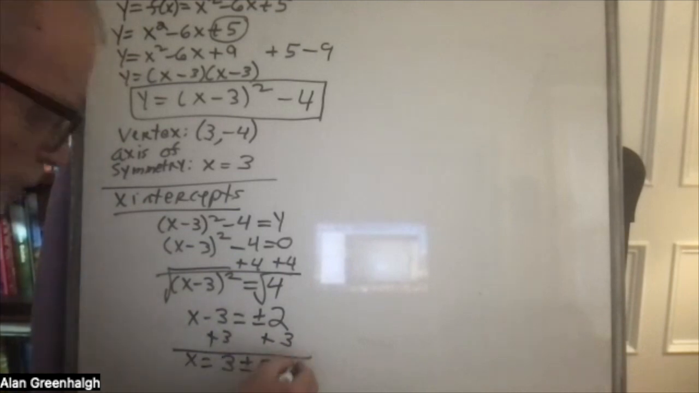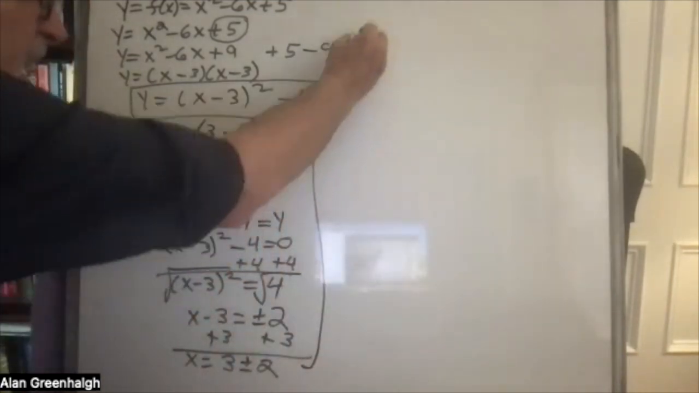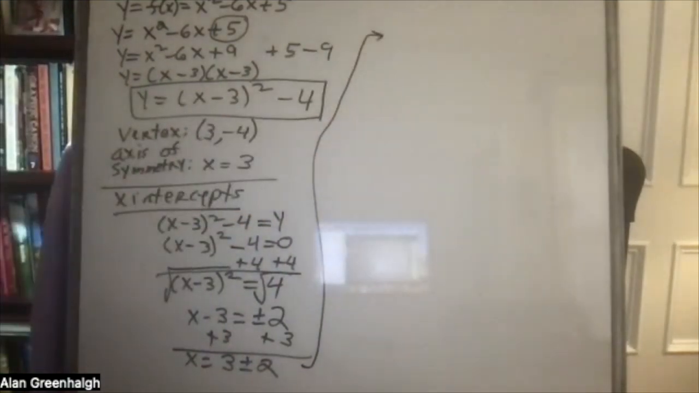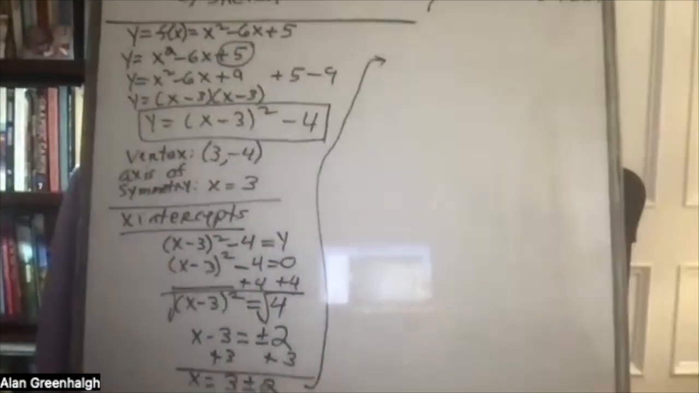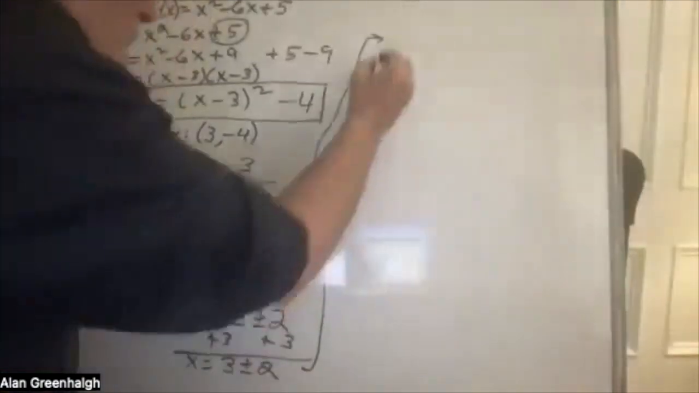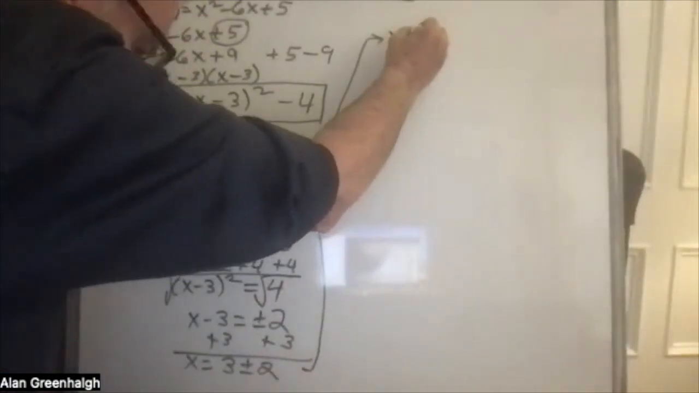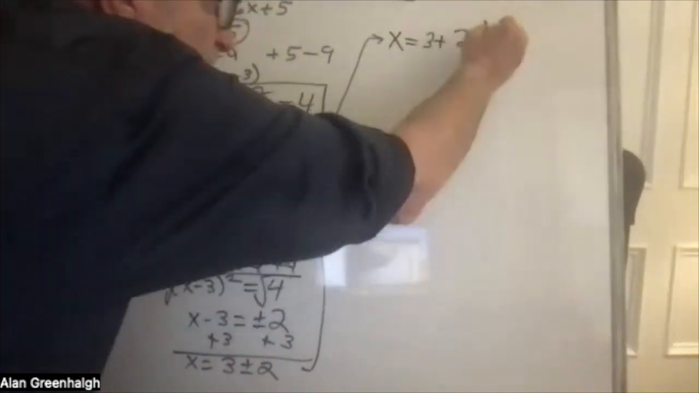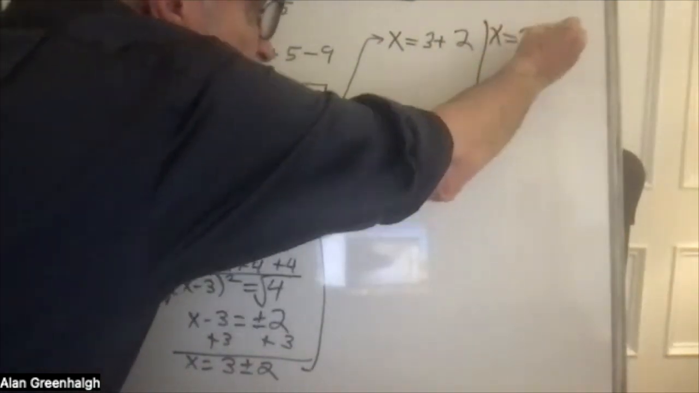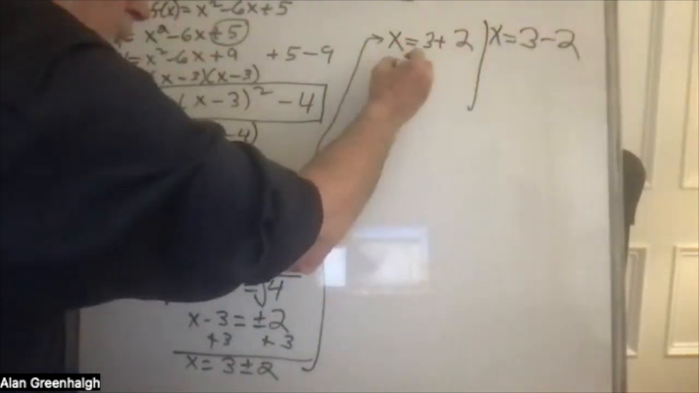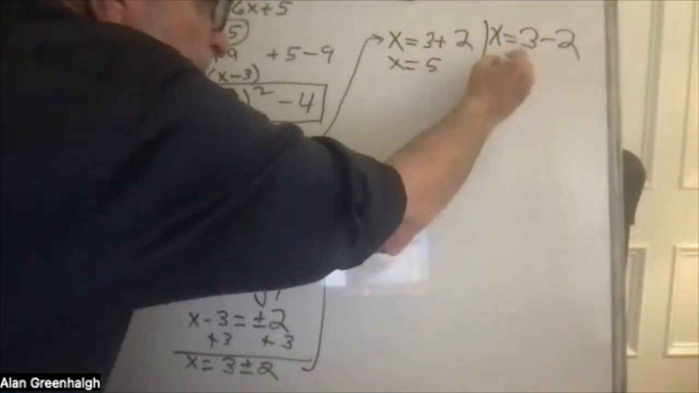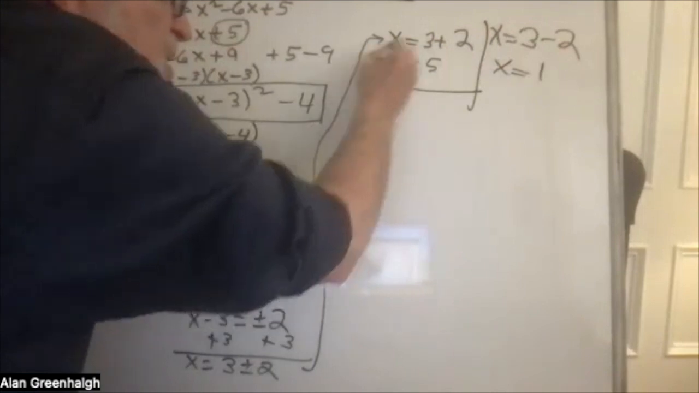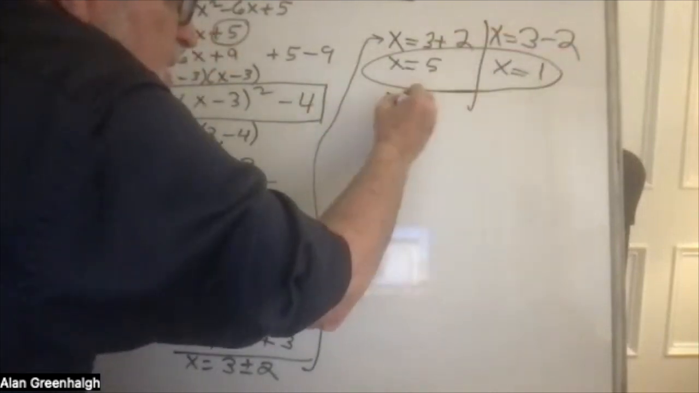All right, now I'm going to move it up because it's getting kind of down too far. So I'm moving this up to x equals 3 plus 2 and x equals 3 minus 2. X is equal to 5. X is equal to 1. These are the x-intercepts.